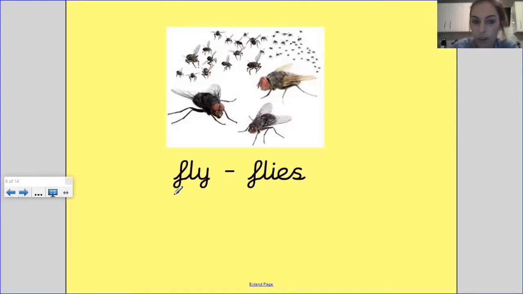Here we go. We have fly, and I can see that fly ends in a Y grapheme. So what we've had to do, did you do it too? Did you take away the Y and replace it with an I, and then add your suffix es? Well done if you did. If not, that's okay. We can just have a go next time, can't we? In fact, we can have another go now.